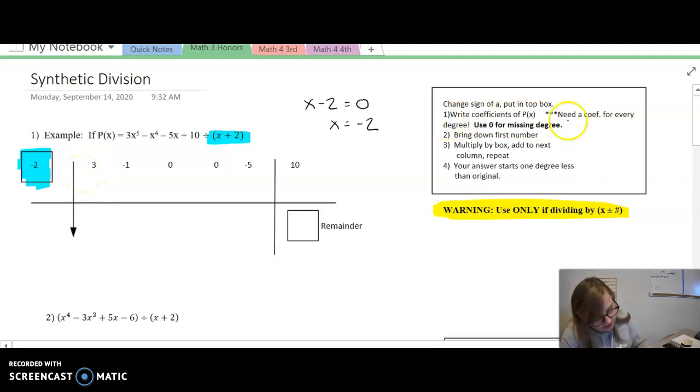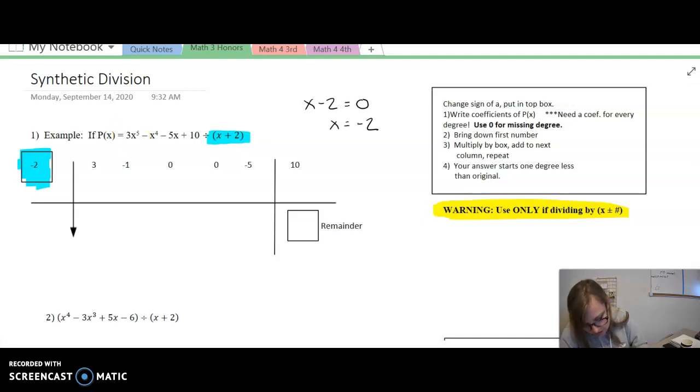All right. Now we're going to move on to our coefficients. As we read our steps, we write the coefficients of p of x. We need a coefficient for every degree, and we use 0 for missing degrees. So let's just move on to this.